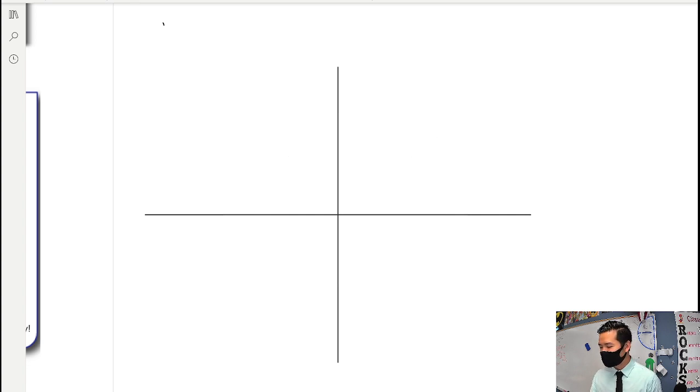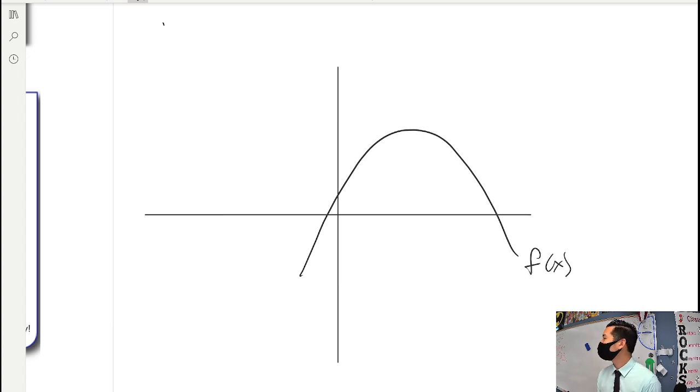And let's make it a little bit off-skewed. Let's go like that. There we go. All right, here's my function f of x. By the way, what kind of function does that look like? Do you know? Parabola. Yeah, it's a quadratic function.